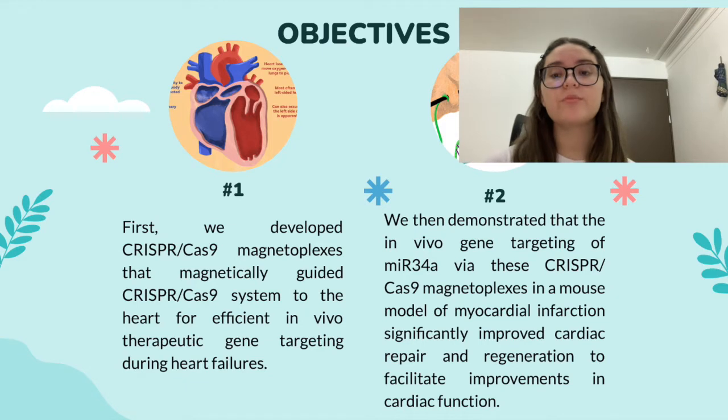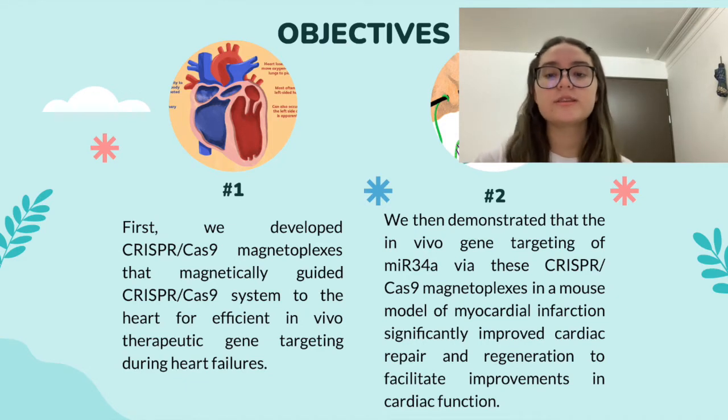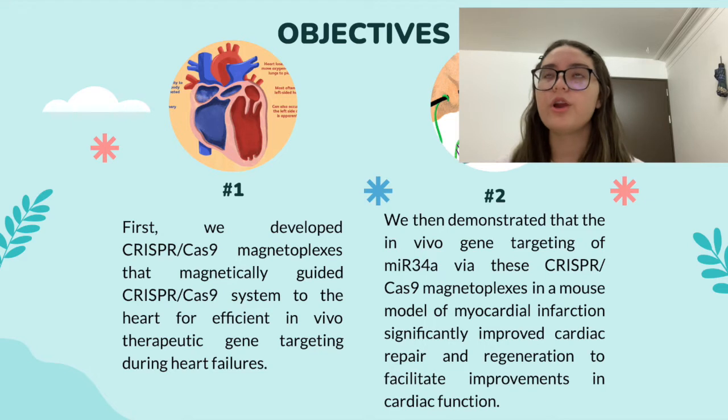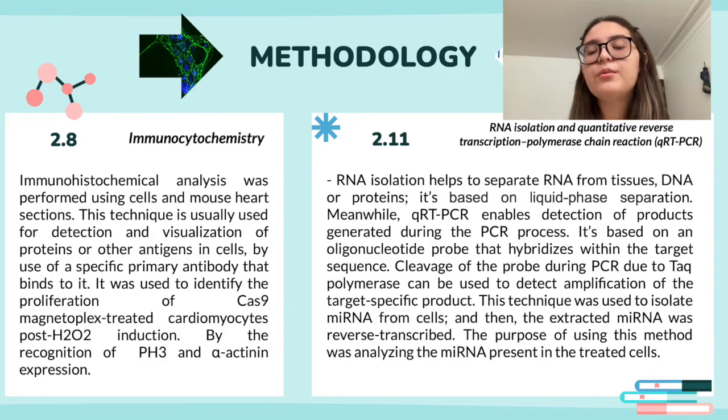Then we're going to talk about the objectives of the study. The first one is to develop CRISPR-Cas9 magnetoplexes that magnetically guide the CRISPR-Cas9 system to the heart for efficient in vivo therapeutic gene targeting during heart failures. Number 2 is to demonstrate that the in vivo gene targeting of MIR34A via these CRISPR-Cas9 magnetoplexes in a mouse model of myocardial infarction significantly improved cardiac repair and regeneration to facilitate improvement in cardiac function.